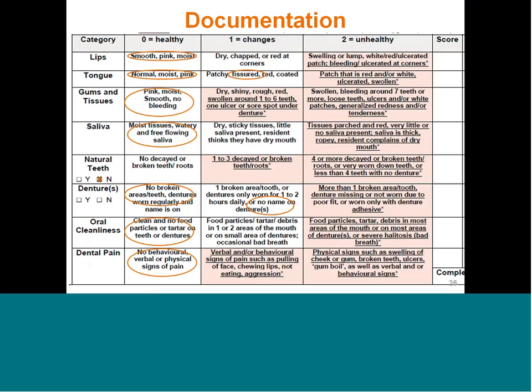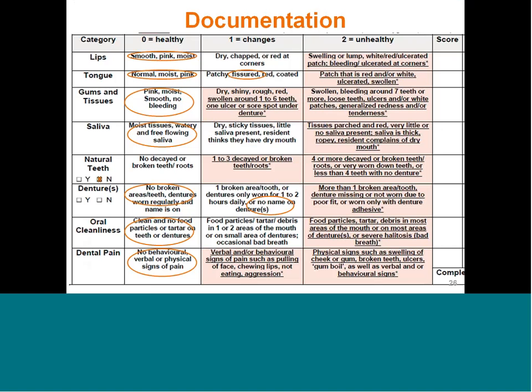So completing a detailed and accurate assessment is necessary for developing a plan for daily oral hygiene and care, as well as for evaluating oral hygiene interventions. By being able to quickly identify problems, this ensures timely treatment and referral. So here's an example of a completed OHAT.